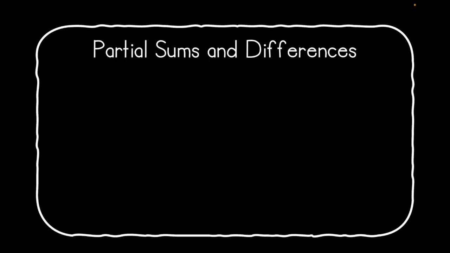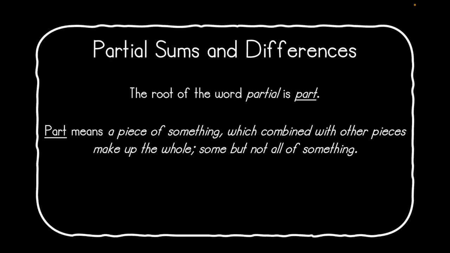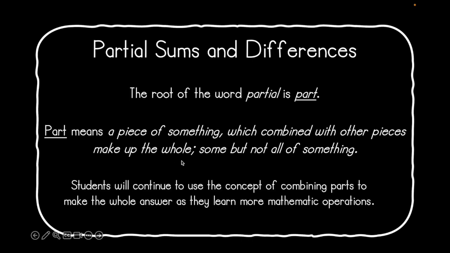I want us to start by looking at the word partial. The root of the word partial is part. Part means a piece of something, which combined with other pieces makes up the whole. Some, but not all of something. I want us to focus on the first part of that definition before the semicolon: a piece of something, when combined with other pieces, makes up the whole.